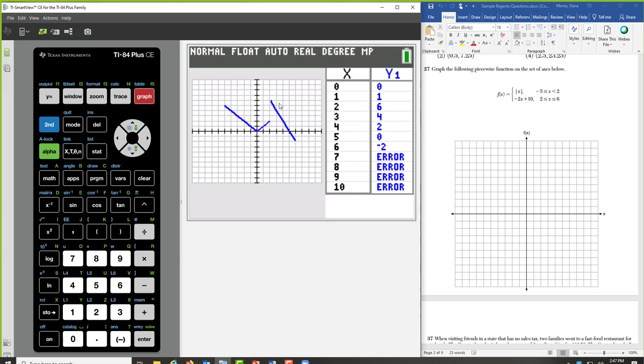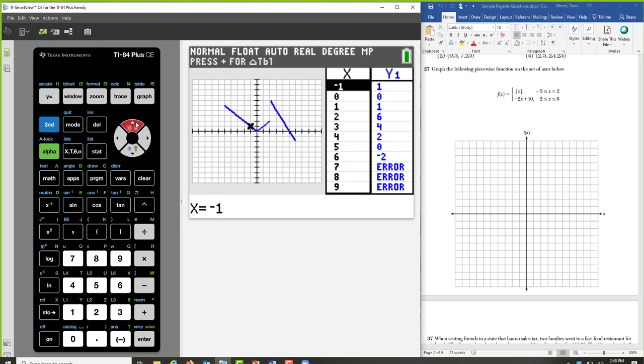Put your cursor in the table. Second, graph. Now, when I hit up or down in the table, I can see where that coordinate is on the graph. Notice it jumped right to 2, 6 when I moved. Very cool stuff.